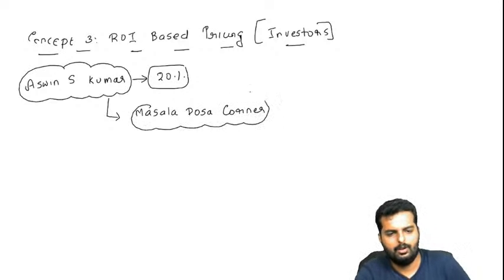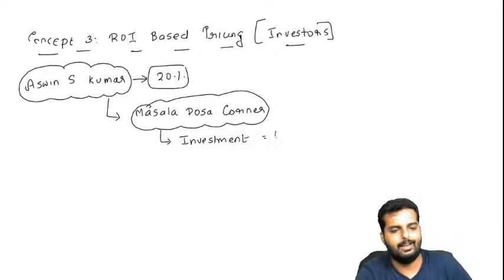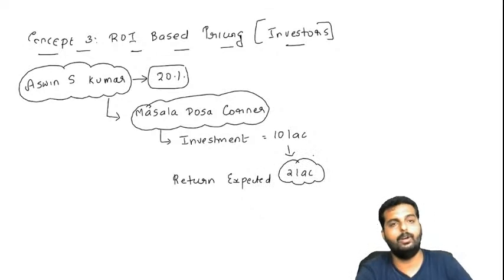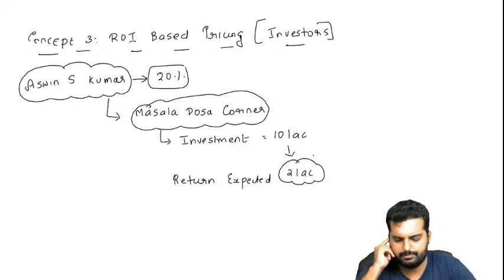Now in this masala dosa corner, he will be having an investment of, let us say, 10 lakhs. So can you tell me what is the return expected by Ashwin S. Kumar? It will be 2 lakhs. How did I get this 2 lakhs? 10 lakhs into 20%. Can you write down till here in your books, and I'll go to the next page.